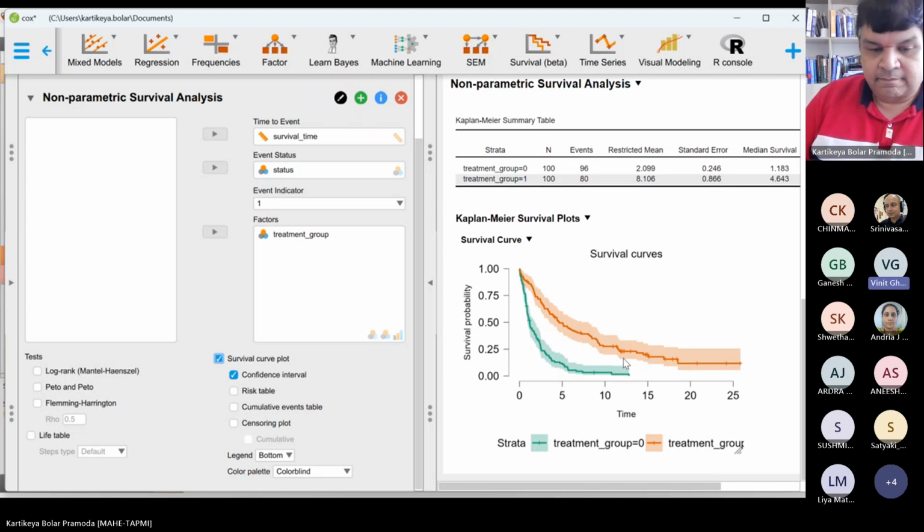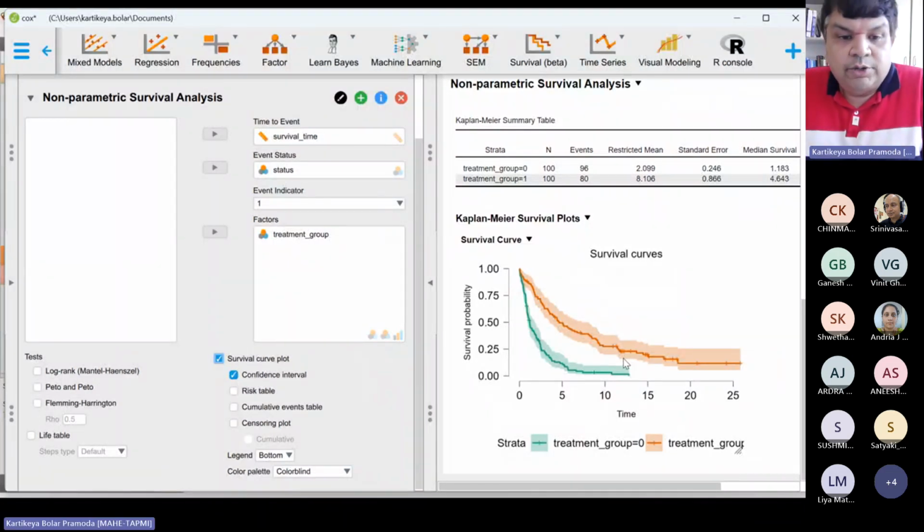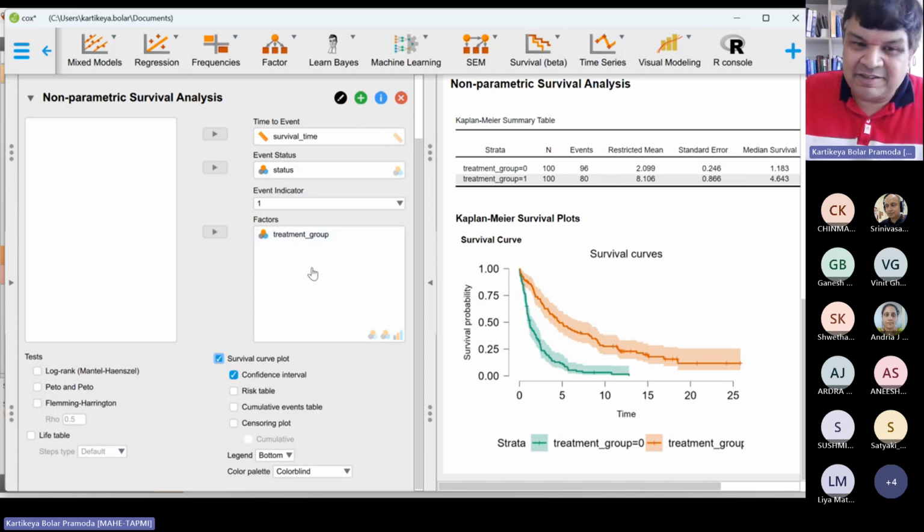Can I have multiple categories, more than 2? More than 2, yes, it's possible. In fact, here I have just kept the treatment group. This is a very simplistic example, but you can have multiple variables and multiple groups under those variables. Of course, then the survival plot would not be that easy to understand.